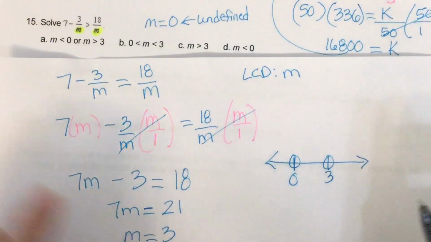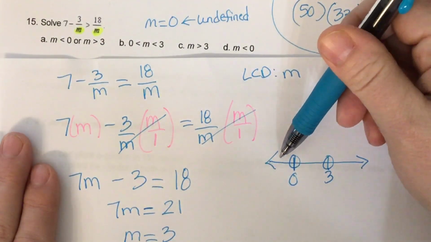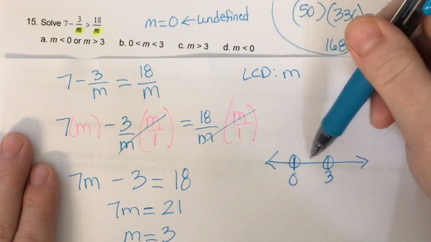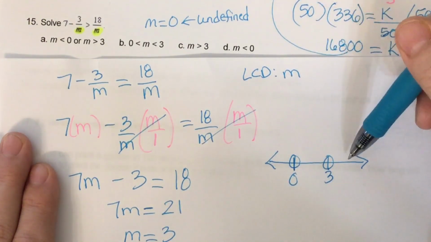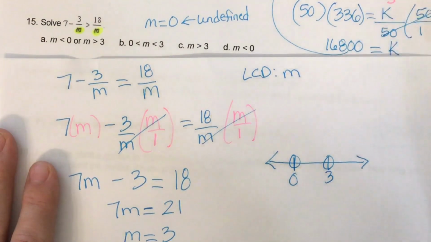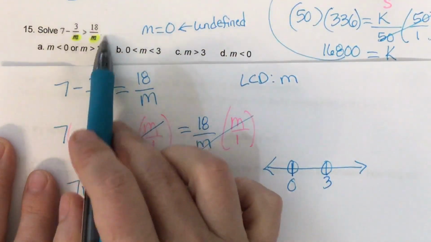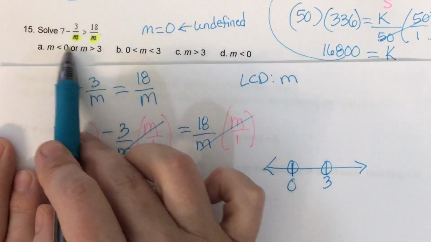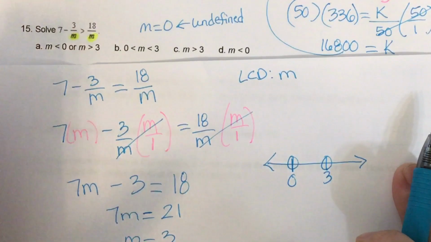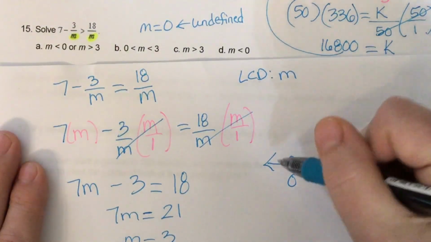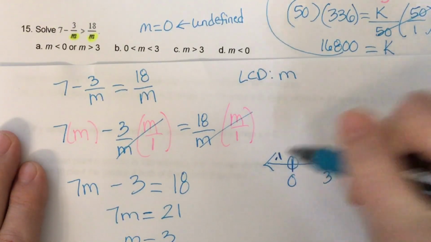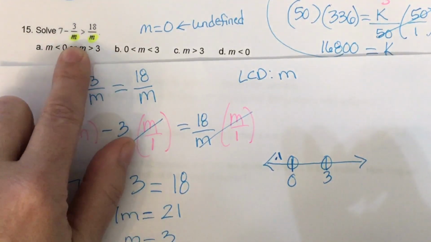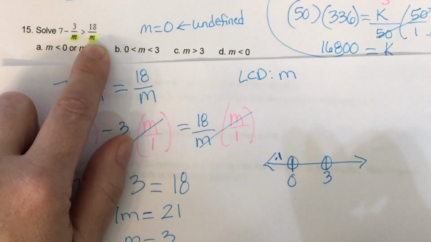And I need to check these 3 locations: a number smaller than 0, a number between 0 and 3, and a number bigger than 3. And I have to put them back into my original equation. Okay, so this is where it gets kind of funky. So first I'm going to try negative 1, because that's a number smaller than 0. So I'm going to put negative 1 here and negative 1 here.